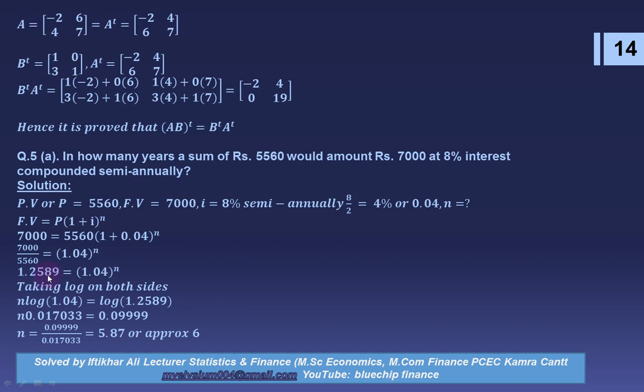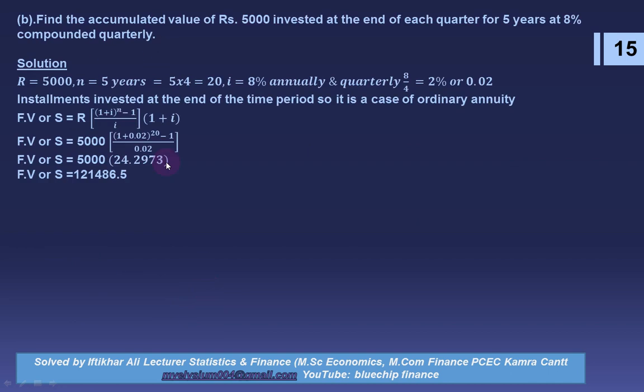1.2589 equals 1.04 raised to power n. After this step, we must take the log on both sides. So log of 1.2589 equals n multiplied by log of 1.04, and after division it will become 5.87 or approximately 6. Part B: find the accumulated value of rupees 5,000 invested at the end of each quarter.